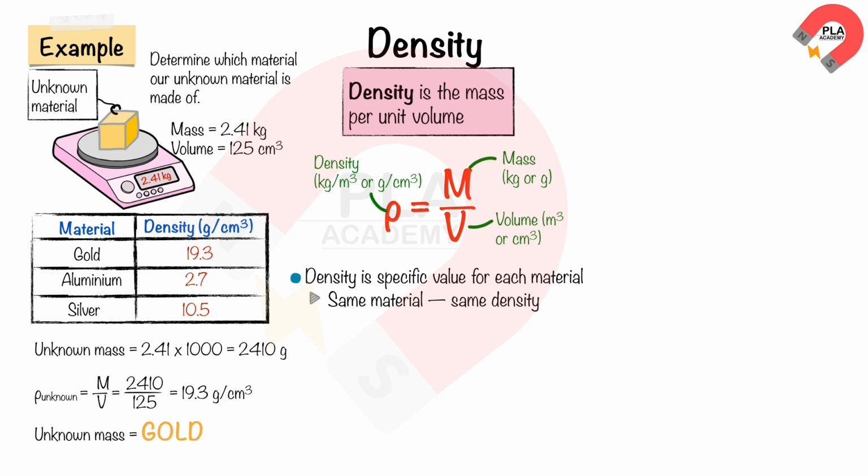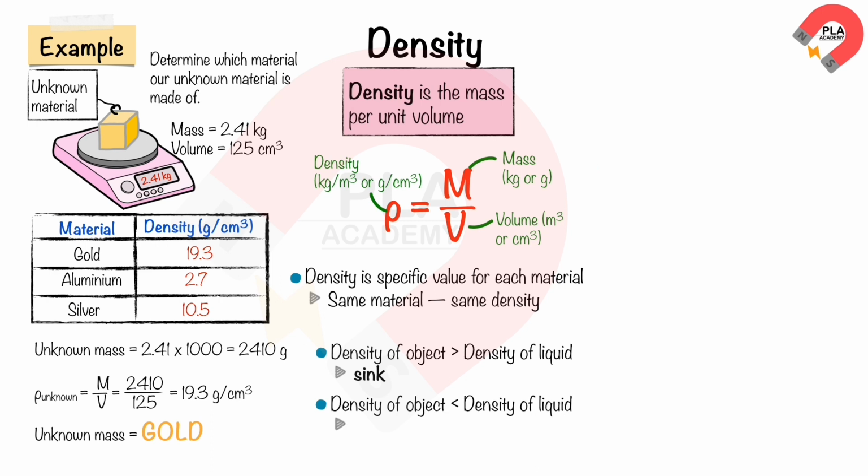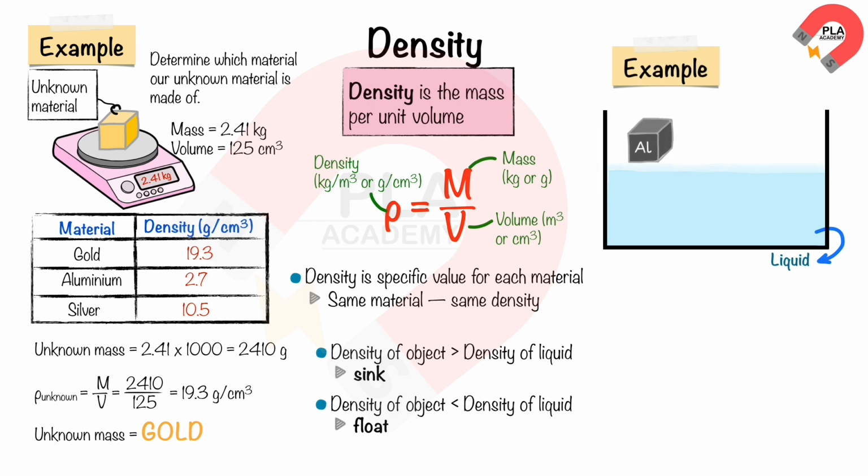The density of an object can explain whether it will float or sink in a liquid. If the density of an object is more than the density of the liquid, the object will sink. If the density of an object is less than the density of the liquid, the object will float. For example, a block of aluminum will sink and settle to the bottom of a liquid. This shows that aluminum's density is more than the liquid's density.